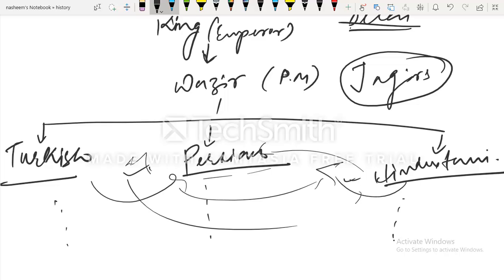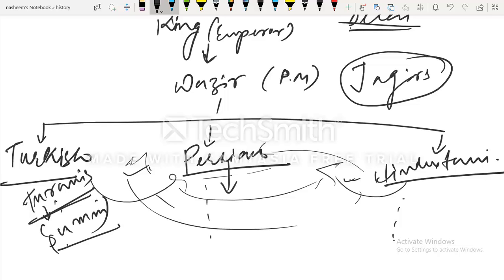They were very powerful. One of them was the Turkish, also called Turanis. They were basically Iranian-based, and they were Sunnis. The Turkish were Sunni, and the Persians, as in Iran, as we all know, are still Shia. And Hindustani was a mix of all.